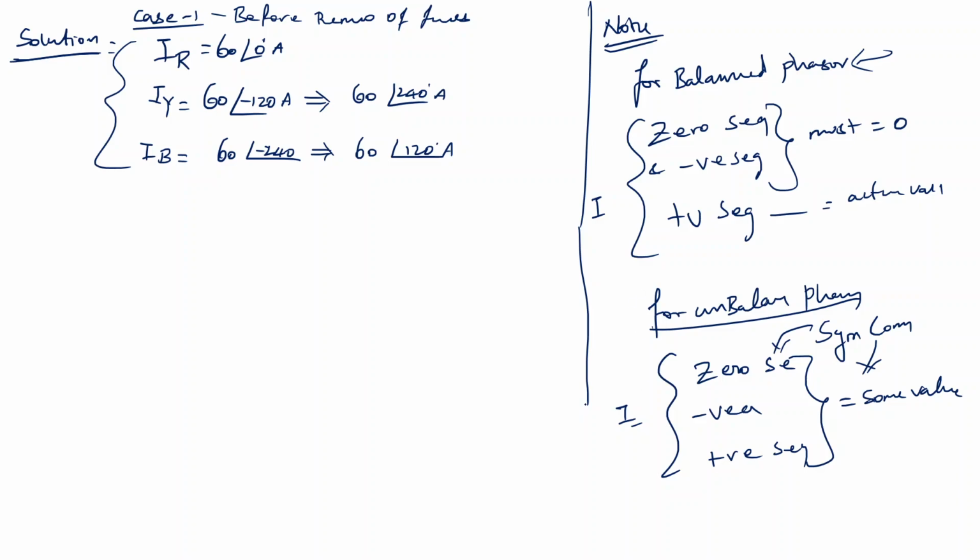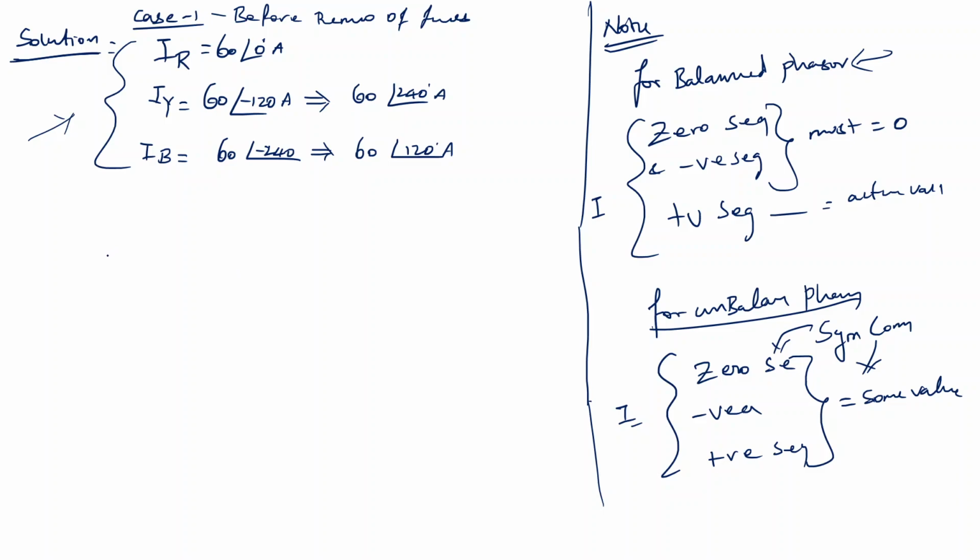So by this theory, what will be your zero sequence value for case 1? Someone tell me. This is case 1. For this, zero sequence must be what? Some value, or it must be 0. And for negative sequence, and for positive sequence, some value should be there. That we are going to find out.